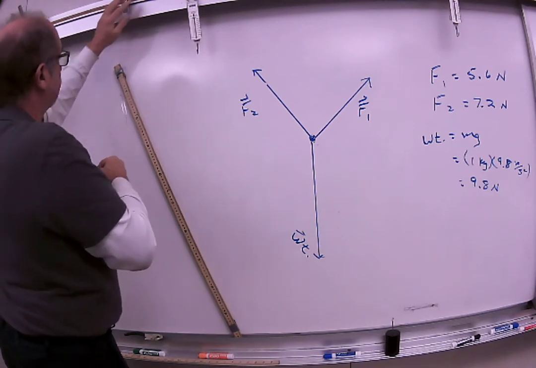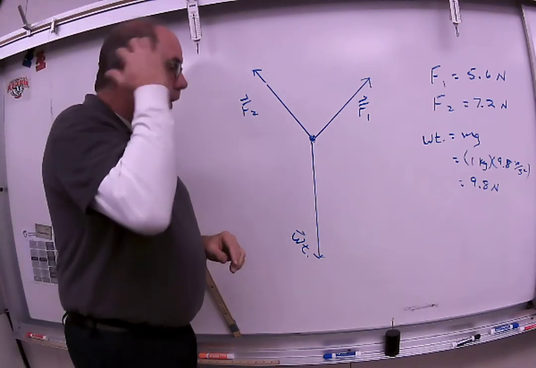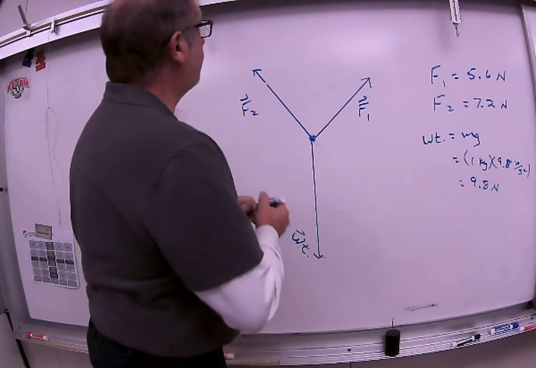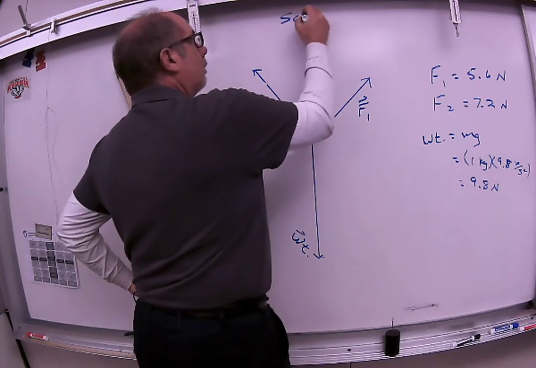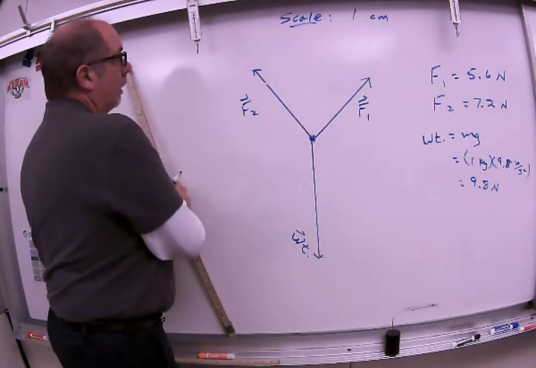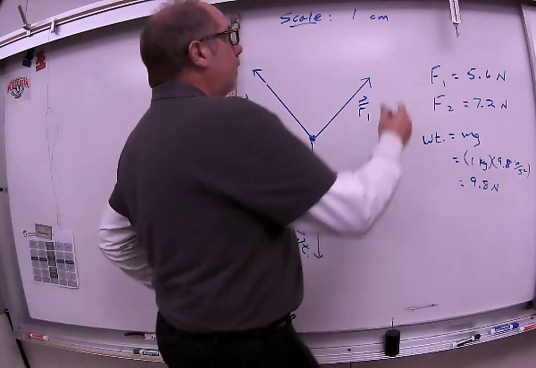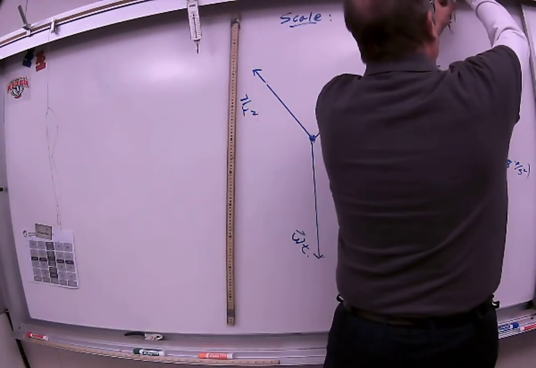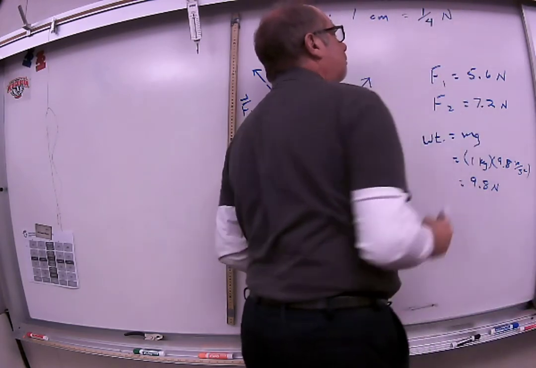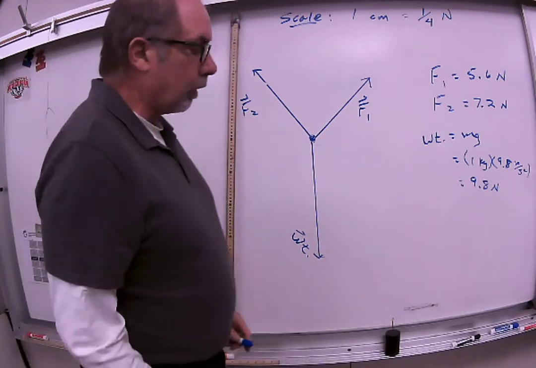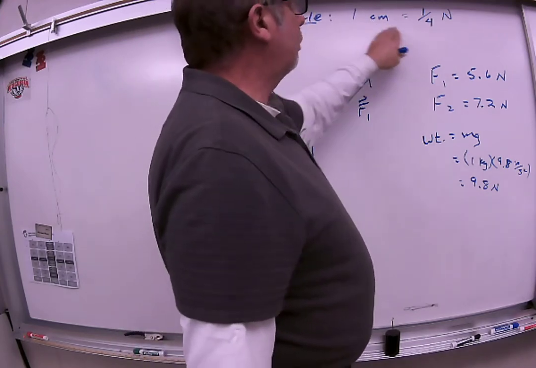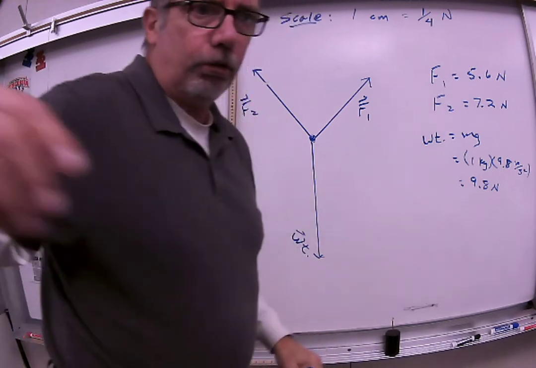All right, now what I'm going to do is draw a scale diagram. I'm going to draw these vectors to scale. To do that, I need a scale to use. The scale I'm going to use is this: 1 centimeter on my meter stick is going to represent 1/4 of a newton. Now, that means that 4 centimeters represents 1 newton.